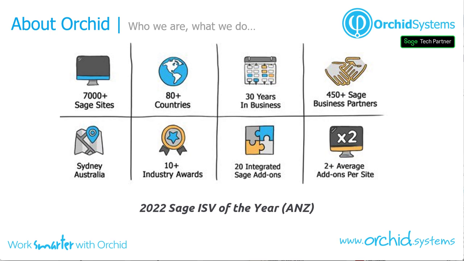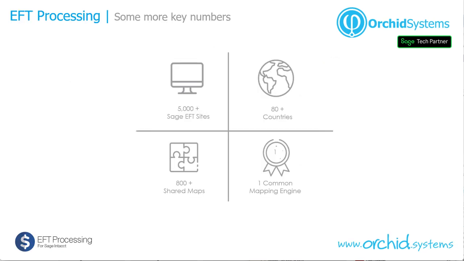We have 20 integrated Sage add-ons. And why this is important for you is all the add-ons we write are written 100% in the software development kit or API from the appropriate product. Of those 7,000 sites, 5,000 are using Orchid's EFT processing, and these customers are in over 80 countries. And the engine that we have written for Sage 300 EFT and Sage Intacct EFT is shared, so the same source code is used for both the products.